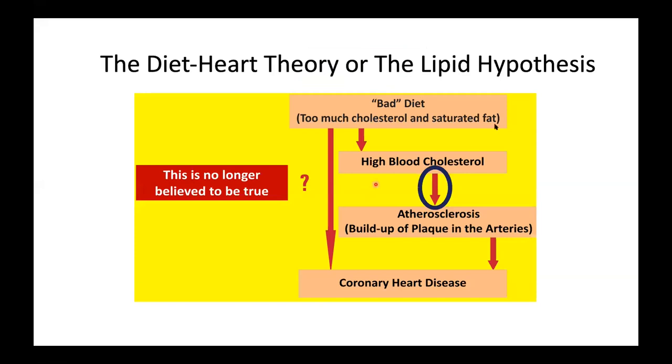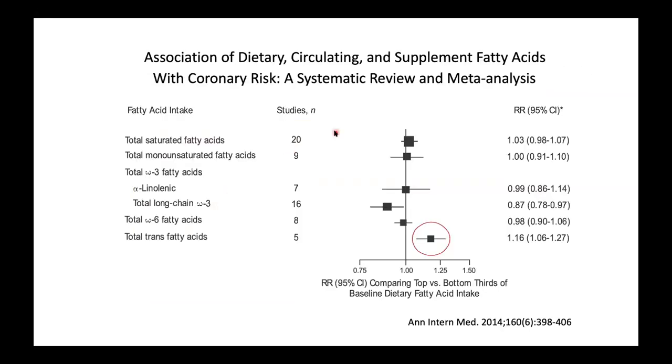Earlier, it was thought that a bad diet, with too much cholesterol or saturated fat, leads to high blood cholesterol, and that leads to atherosclerosis and subsequent coronary artery disease. But nowadays, this theory is being challenged. Why is it so? Because multiple meta-analyses and systematic reviews have shown it. I have put only one slide, from Annals, published in 2014. They looked at dietary, circulating, or supplemental fatty acids and their risk with coronary disease, and found that saturated fat is not increasing any risk of coronary disease.